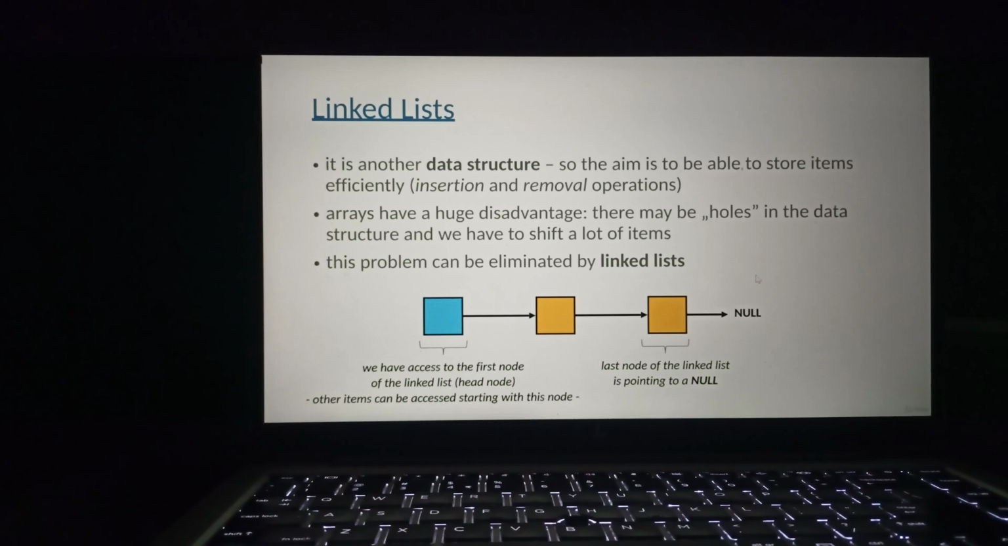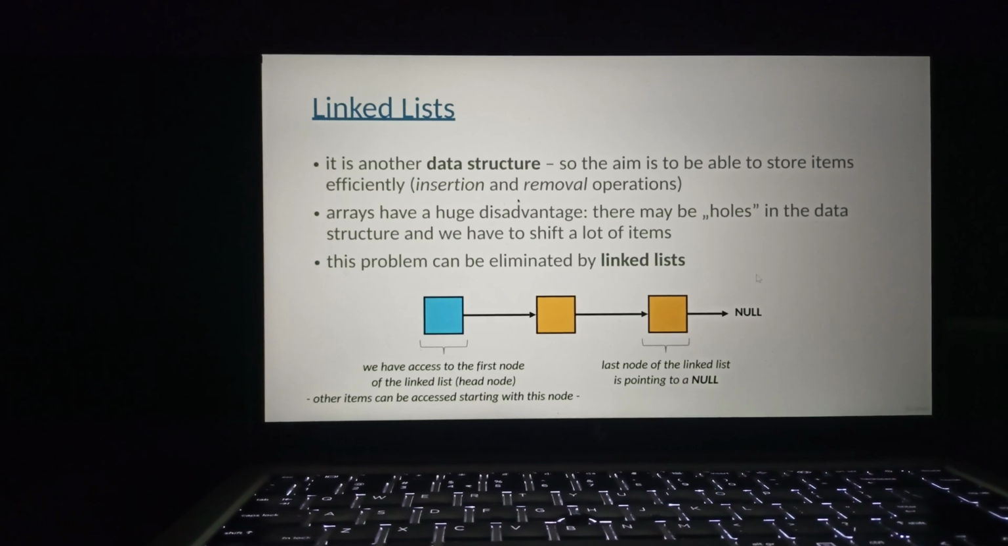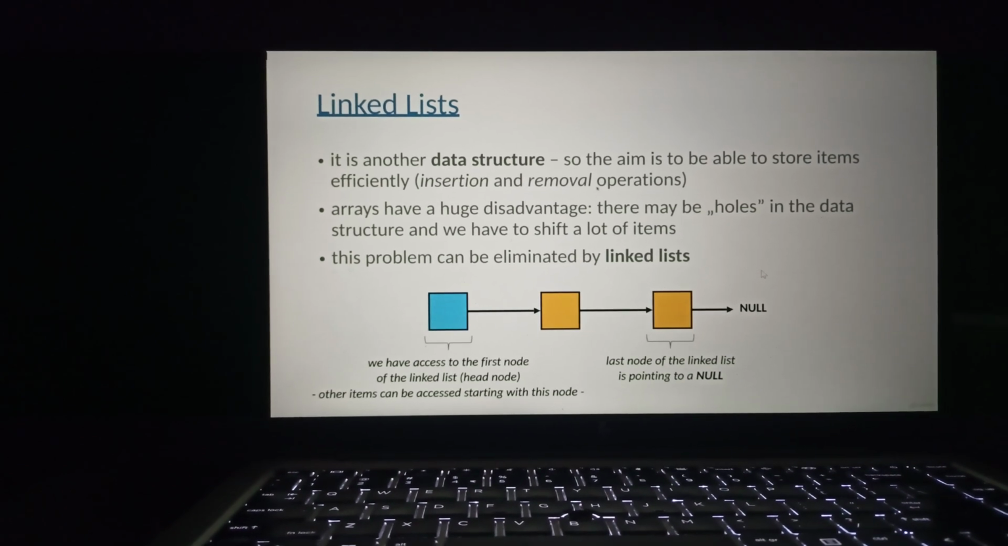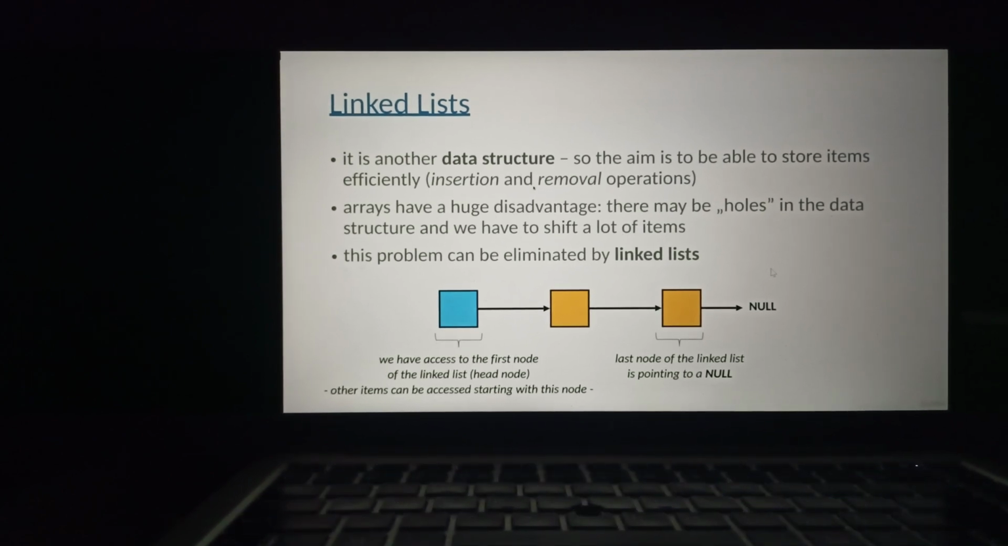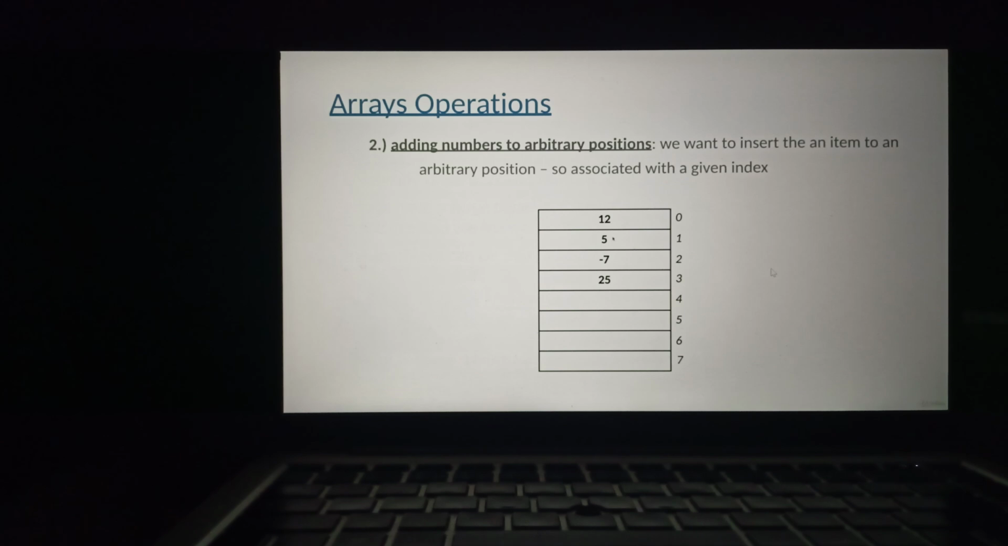So the aim is to be able to store items efficiently. We would like to insert items as fast as possible, and we would like to remove items from the linked list as far as possible. We have been talking about arrays, and we came to the conclusion that arrays are working extremely fine if we know the index of the item we would like to manipulate. But of course, there may be several issues.